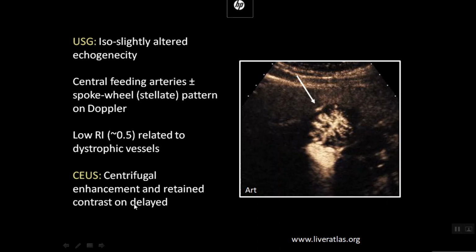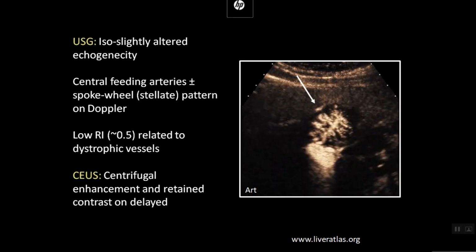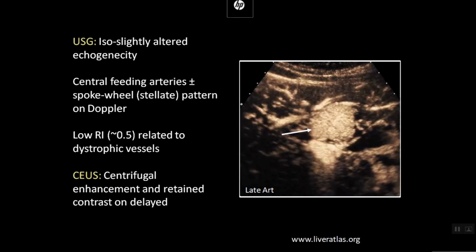Okay, retained contrast and delayed, I don't remember the exact pathology for this, but you have to remember that. Okay, so this is a late phase. You can see now it's filled up, right? So in the early phase, there's central enhancement, spoke wheel pattern, and then filling up.